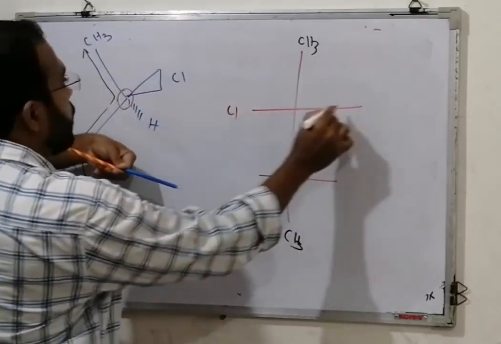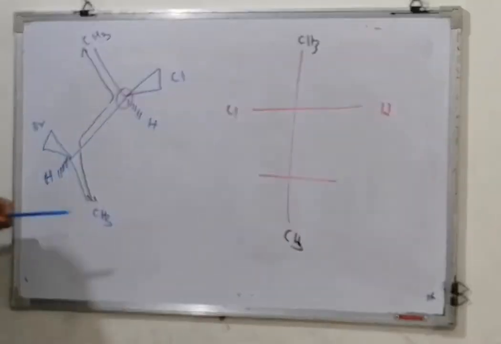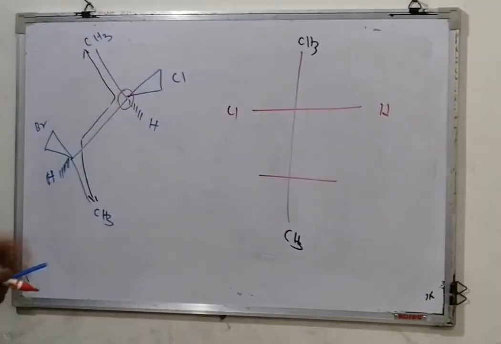Cl here, H here. Now in this case, how is it here?